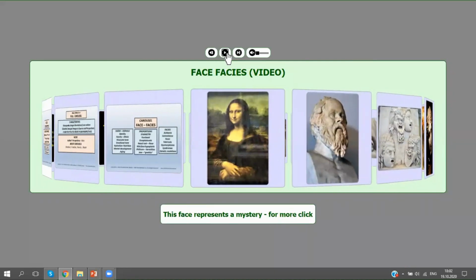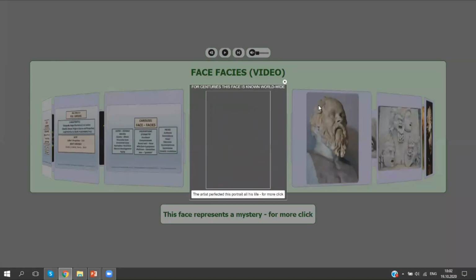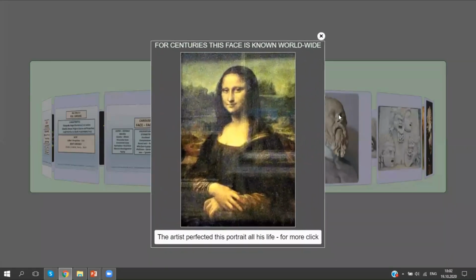There are faces, if we click on this, that are virtually universally known. Here is an example. This face is worldwide known. Do you know who she is? This painter, among the top painters ever, was perfecting this image all his life. This image traveled with him, and he was working on it until his deathbed.